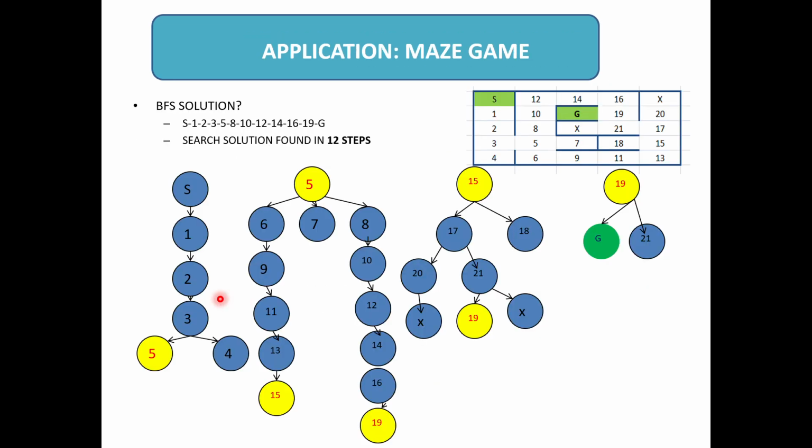Take this example. This maze game can be converted into a tree. Then this way we are going to visit S, 1, 2, 3. Here at 3 we have a choice of 5 and 4. Then select 5, keep on moving. We'll find the solution. This is a solution of BFS. So we can reach the goal state in 12 steps, but it is not in DFS.